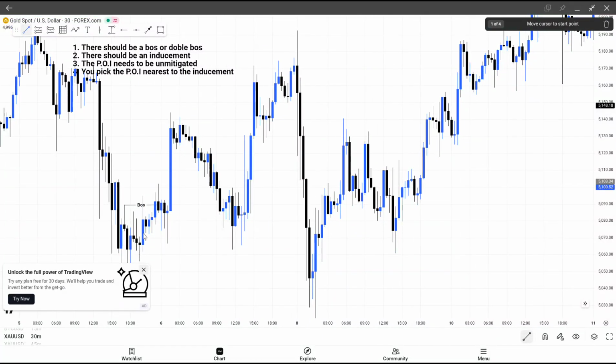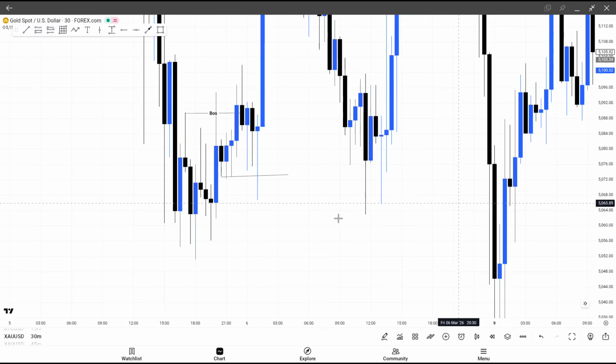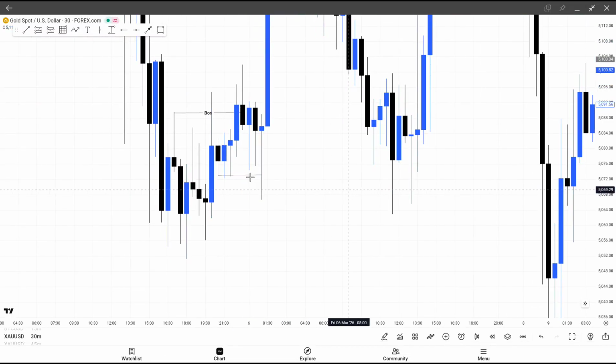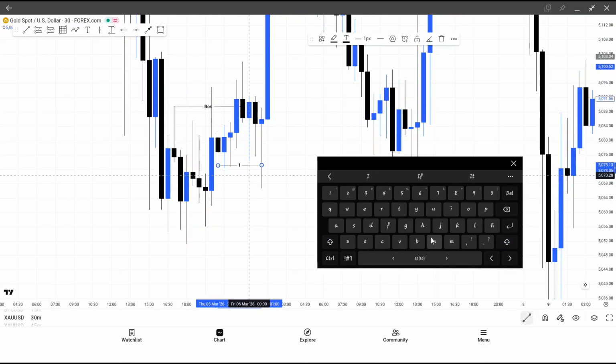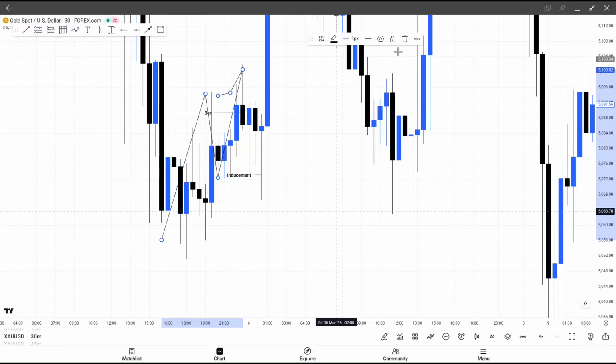The inducement is this one. Pay attention. Let me go again into the chart. This is the inducement. The inducement is this guy. Why is this guy the inducement? This guy is the inducement because we have a break of structure with this, and the market dropped with this candle and went up to take out this zone. So we have the valid inducement there.